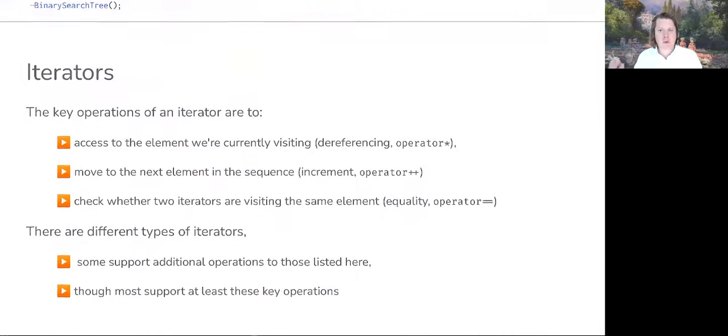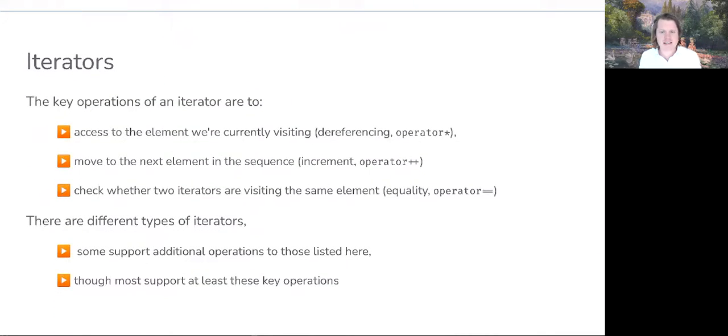So just to remind you what an iterator is, or more or less the operations that we're looking to implement with our iterators, because that is the topic of today's discussion. The key operations of an iterator are going to be to access the element we're currently visiting. This will be through the dereference operator. Move to the next element in the sequence, which will be the pre-increment operator. For today's lesson, I'm just going to focus on the pre-increment implementation because it'll make things a bit easier.